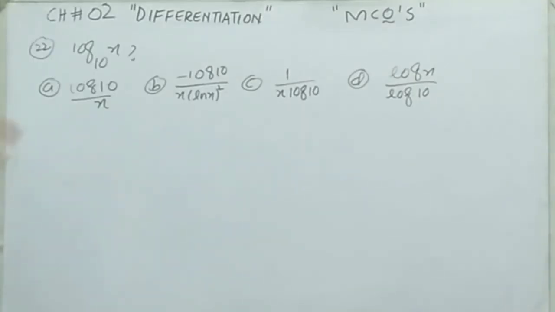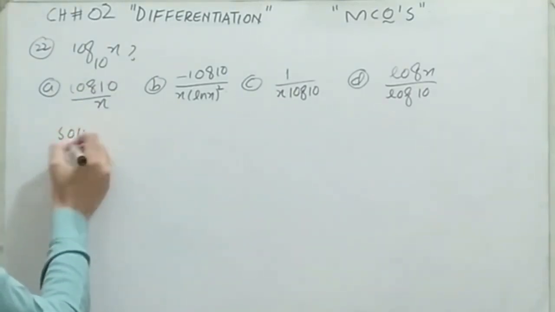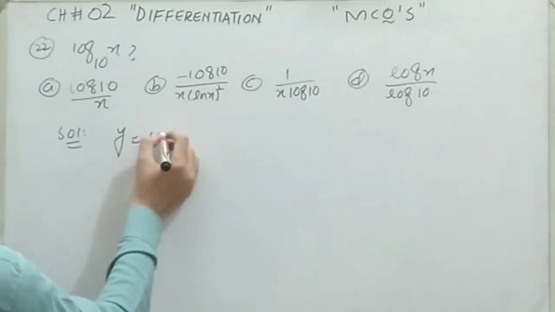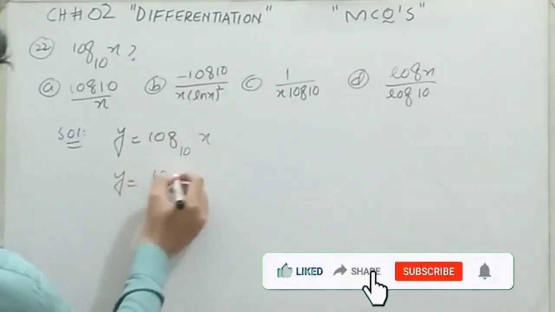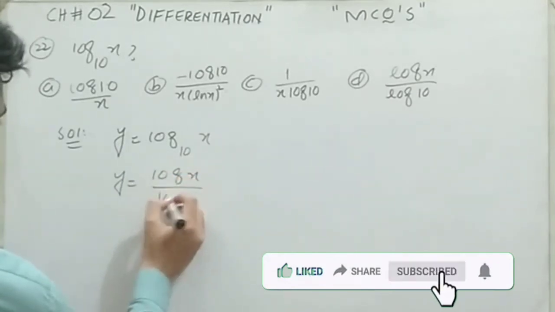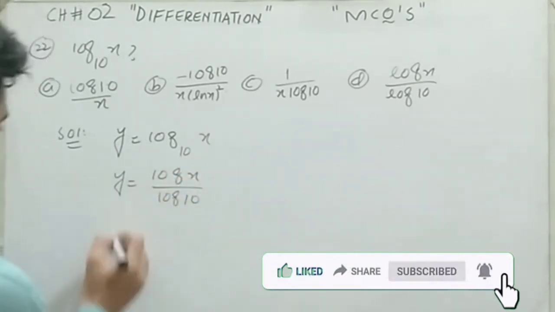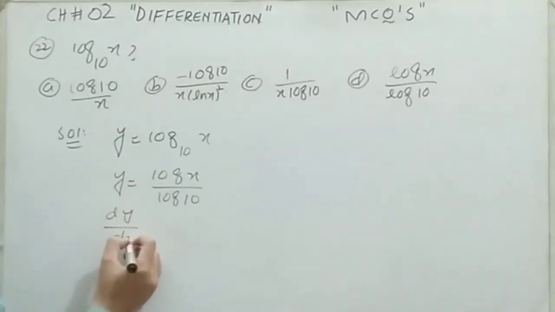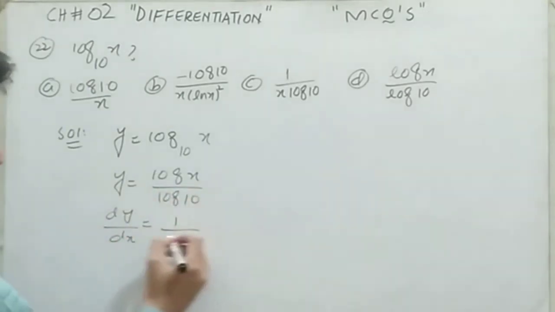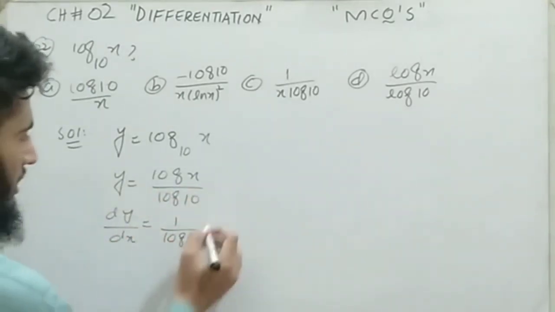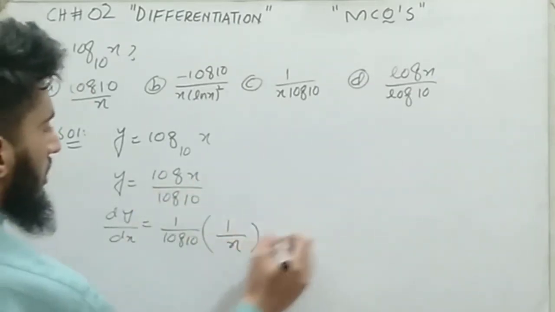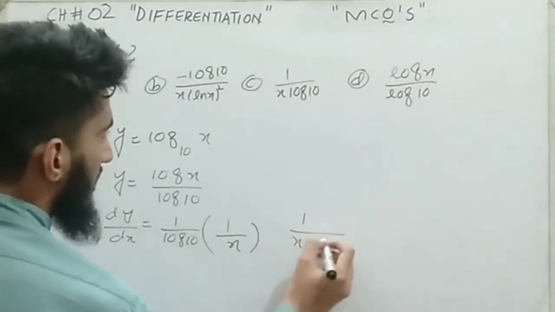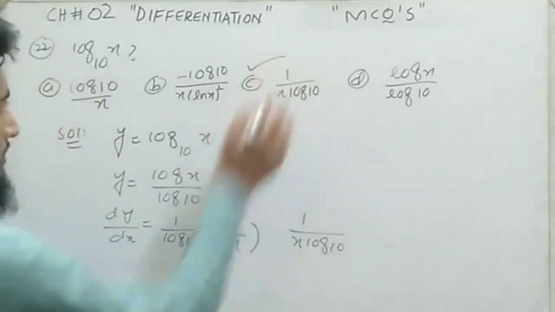Now move toward MCQ number 22. Log of x to the base 10 value will be. Move towards solution. Let's suppose this is equal to y, which is equal to log of x to the base 10, which can be written as log of x divided by log of 10. This is the formula. Now differentiate both sides with respect to x. So dy by dx will be 1 over log 10, which is a constant, so take it out common, and log of x derivative is 1 over x. So the required answer will be 1 over x into log of 10. So the correct option is option number C.